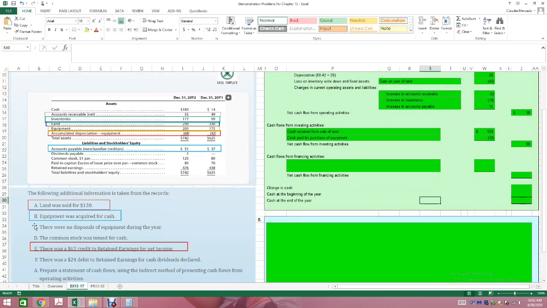It says letter C. There was no disposal of equipment during the year. So that would have fallen here. They're letting us know there was no disposal of equipment, so that's good.